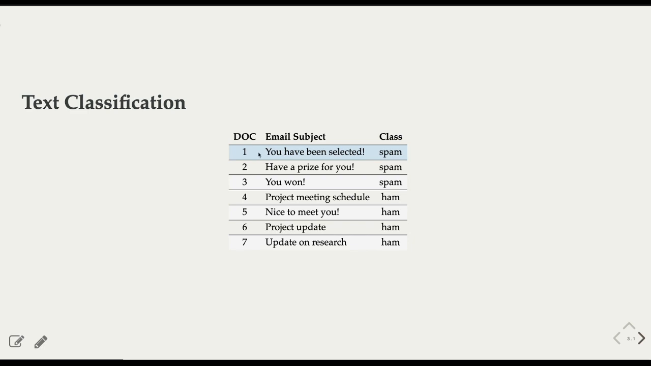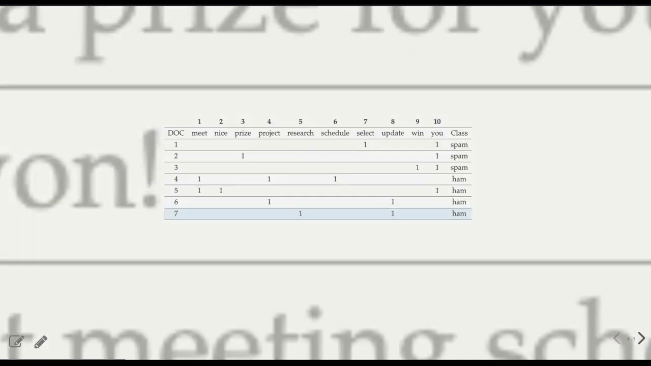This one with the title "You have been selected" is a spam. "Have a prize for you" is another spam. And then another email here, "Nice to meet you", is actually a ham. It's a normal email that you want to receive. So how can we train our classifier to learn from this data set and be able to predict on a new email coming in?